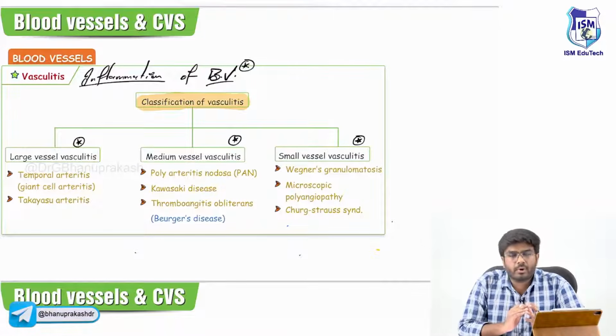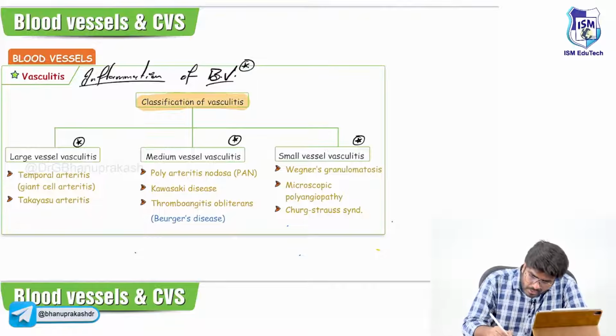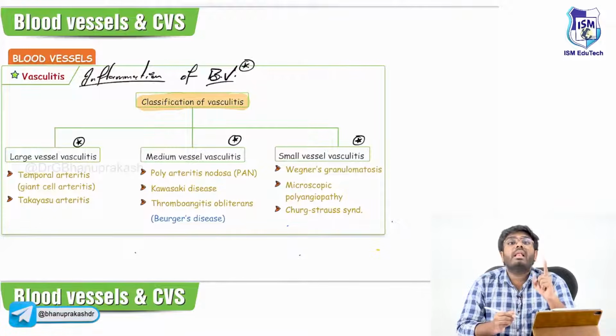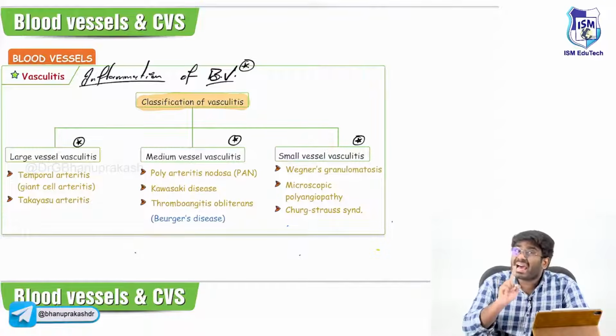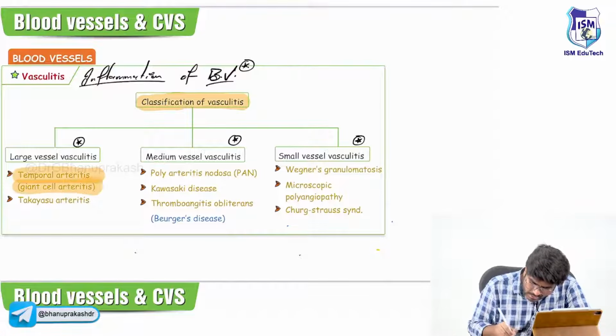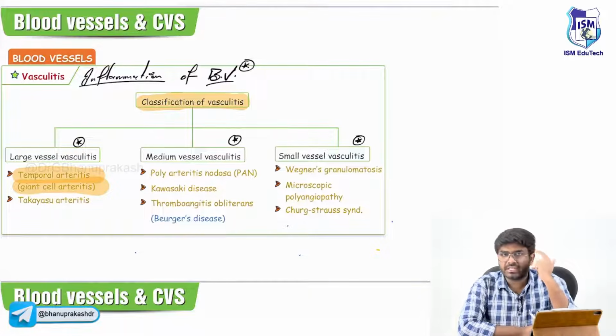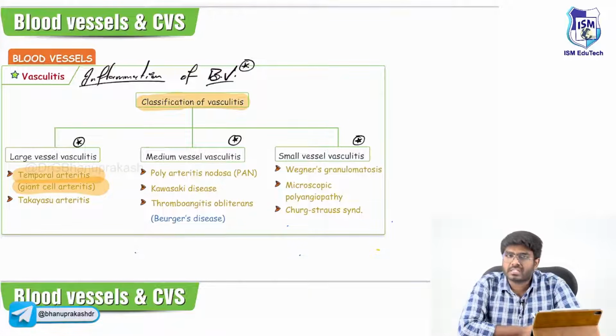Now examples are very important, sir. What are the examples of large vessel vasculitis? Large vessel vasculitis includes temporal arteritis. Not arthritis, arteritis. Arteritis means inflammation of the arteries. So temporal arteritis, also called giant cell arteritis, is the temporal artery getting inflamed.